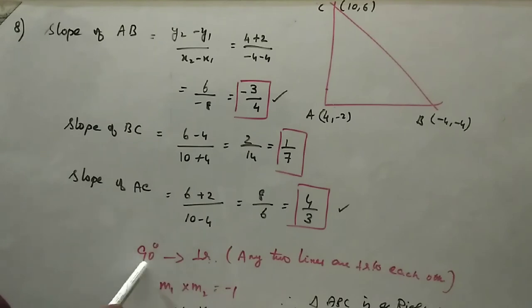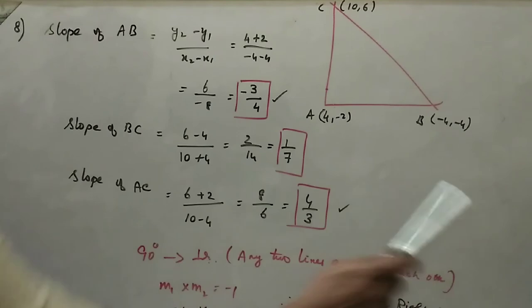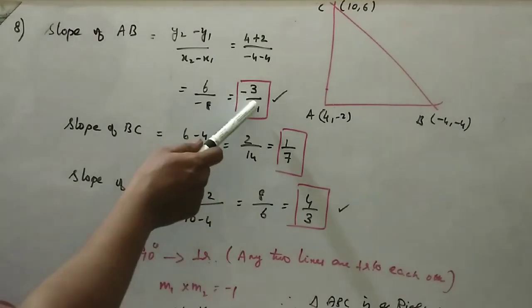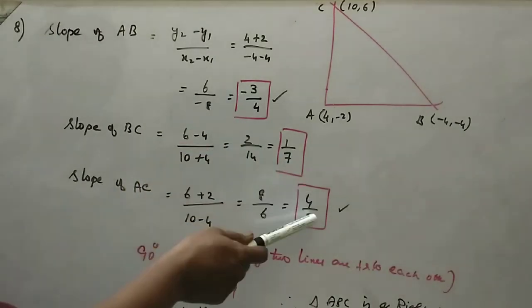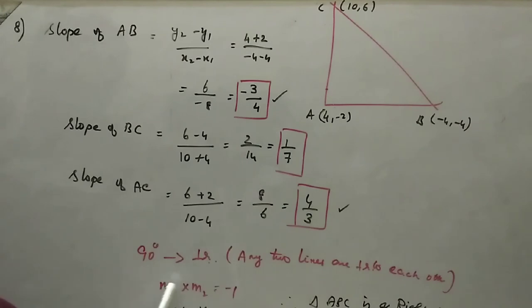Right angle means 90 degree will be there. Therefore, 90 degree means perpendicular. You have to see any two lines are perpendicular to each other. Now see, this is minus 3 upon 4 and this is 4 upon 3. So, are they satisfying the perpendicular conditions?